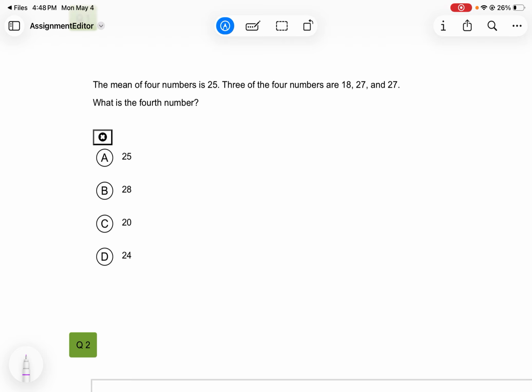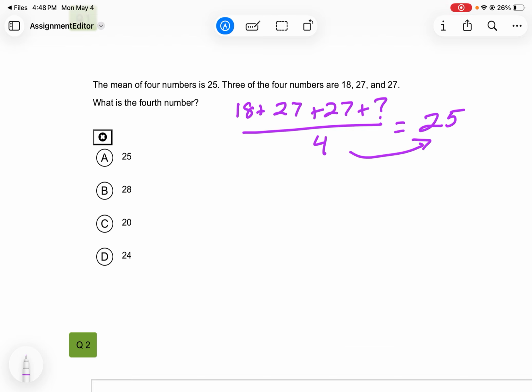So way one, we know we've got 18 plus 27 plus 27 plus the unknown, divided by 4, and it's going to equal 25. Well, if I multiply that, 4 times 25 is 100. Subtract 18. Well, borrow. 10 minus 8 is 2. 9 minus 1 is 8. So I've used my 18.